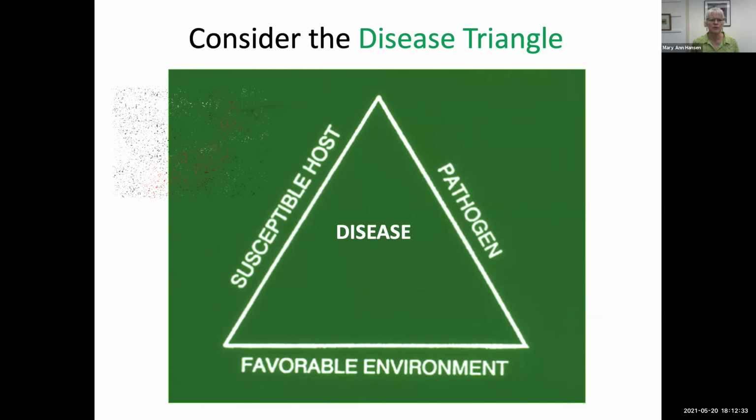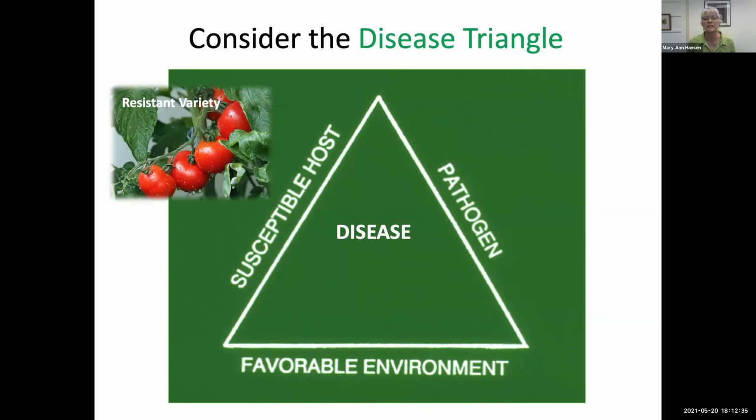So some examples would be resistant varieties. Many varieties of different vegetables are bred for resistance to certain diseases. So if you have a resistant variety, even if the pathogen that normally could infect tomatoes lands on that host, it will not be able to infect it. And so you've broken that side of the triangle and you basically controlled the disease. So that's one way to go about it.